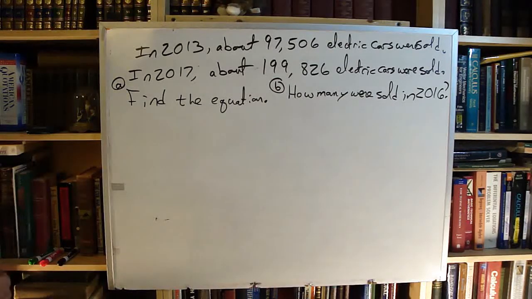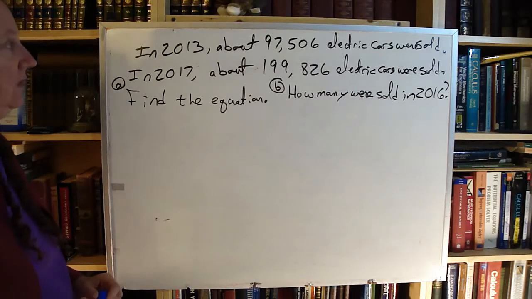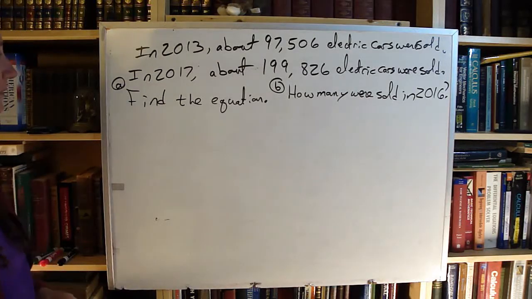In 2013, about 97,506 electric cars were sold. In 2017, about 199,826 electric cars were sold. Find the equation and how many cars were sold in 2016, approximately.